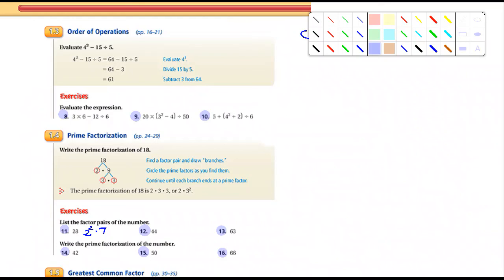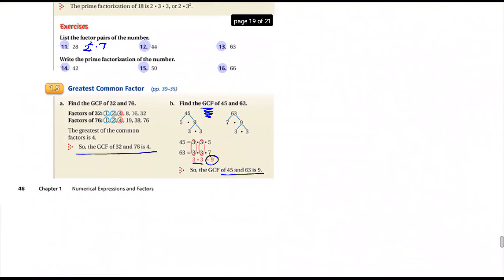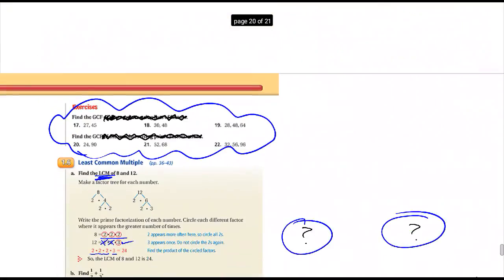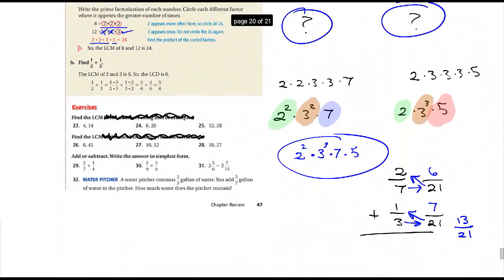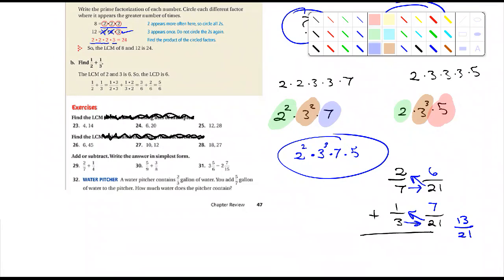I don't think I skipped any. I think we pretty much are going to be doing them all. 23, all the way through to 32. Yep, basically all of them. I don't think I skipped any. I might have done a couple of them, but I didn't skip any.